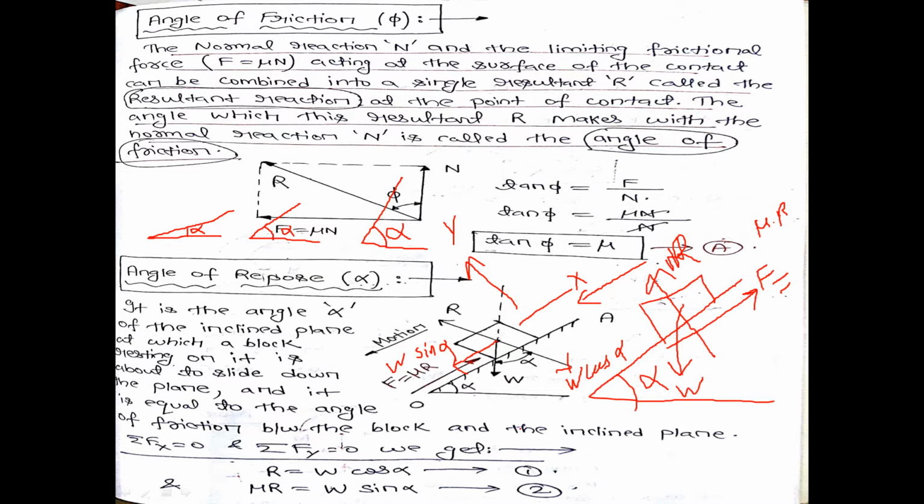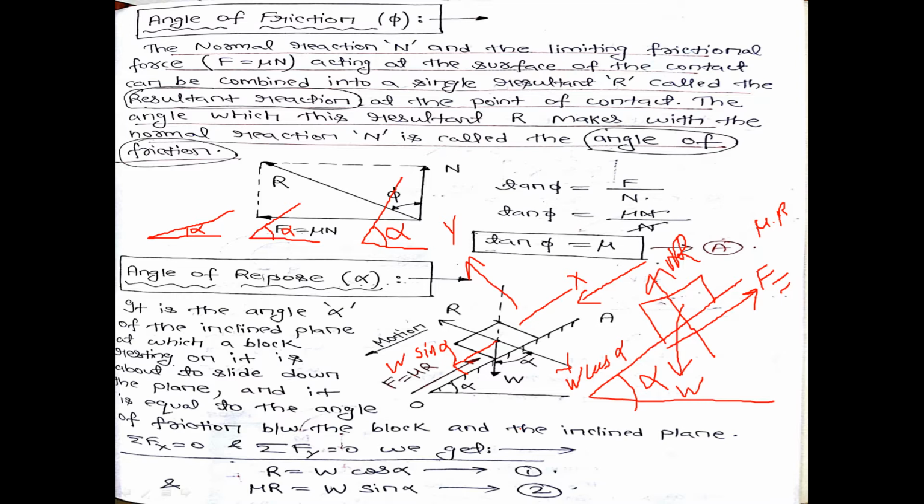Any doubt from anyone in equation number 1? Summation Fy equal to 0. No, sir. No doubts. Normal reaction R is in positive y-axis and W cos alpha is in negative y-axis. There is no other force, so my equation becomes R minus W cos alpha equal to 0, or R is equal to W cos alpha, which is equation number 1.